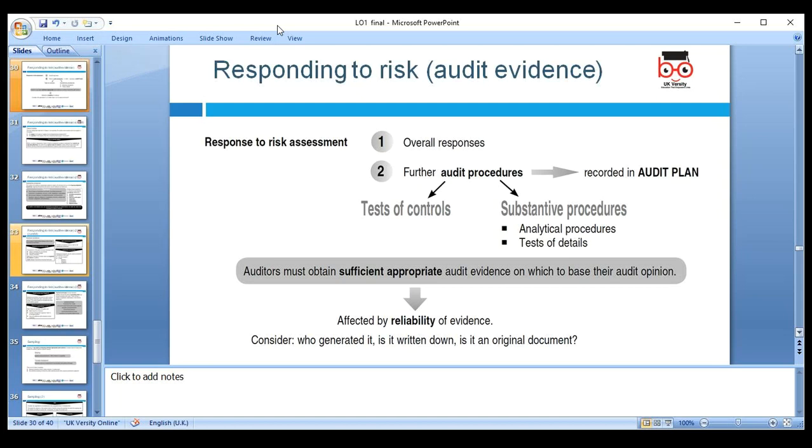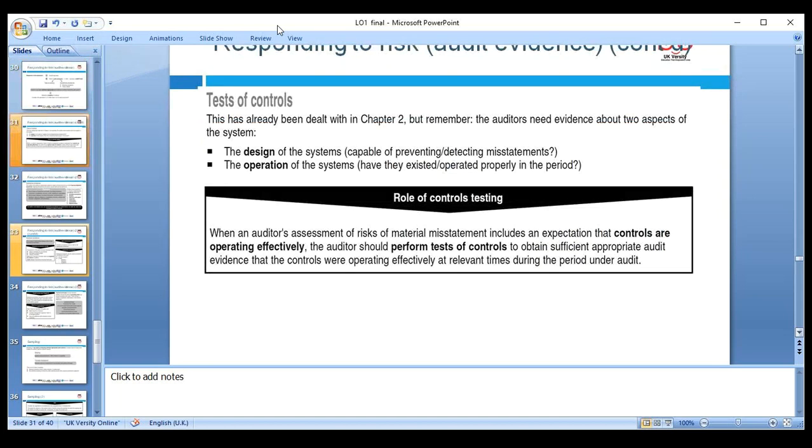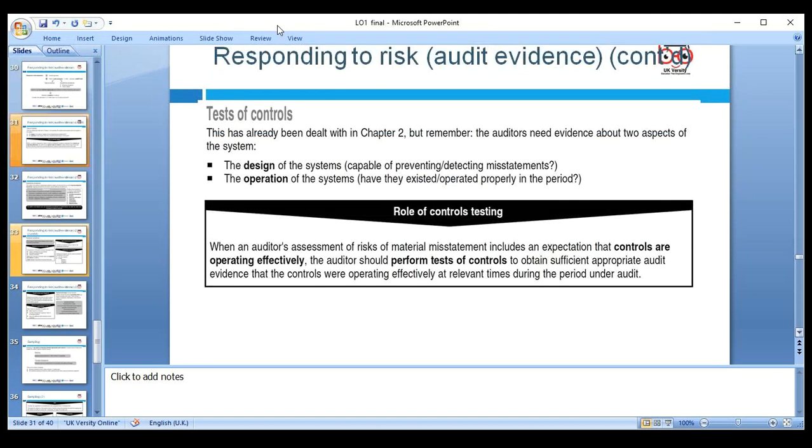Auditor must obtain sufficient appropriate audit evidence, sufficient and appropriate, on the basis of which they can develop an audit opinion. Consider the reliability of the evidence: who generated it, is it written down, is it an original document, are the invoices in sequence or not, are there fake invoices there. Test of control we cover further in the chapter as well. So the design of the system and operations, role to control testing, so we can perform some tests to develop our opinion.